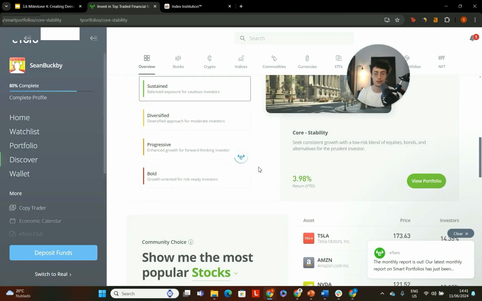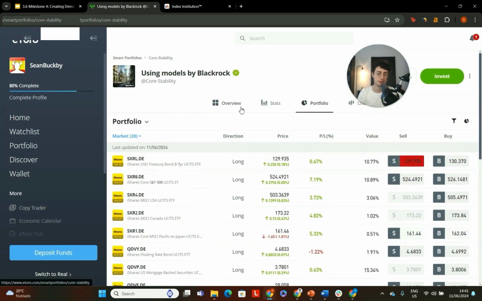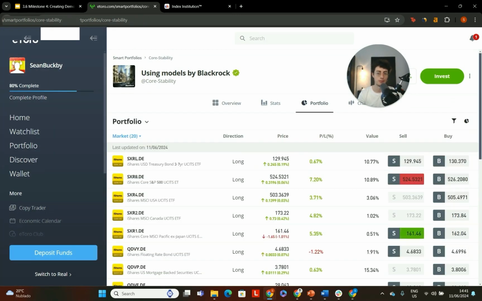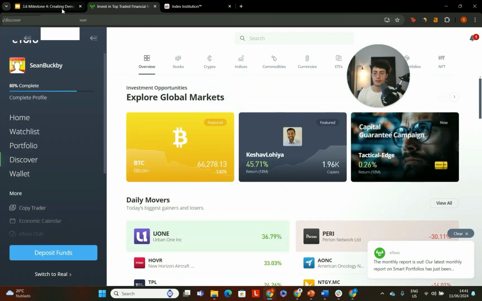And you can also look into the portfolio and see what they're invested in to copy individual things yourself. But to be honest, if you want a smooth way to do things, then you may as well just use what's already created by them by just investing into the portfolio directly yourself. All right, anyways, back to the presentation.